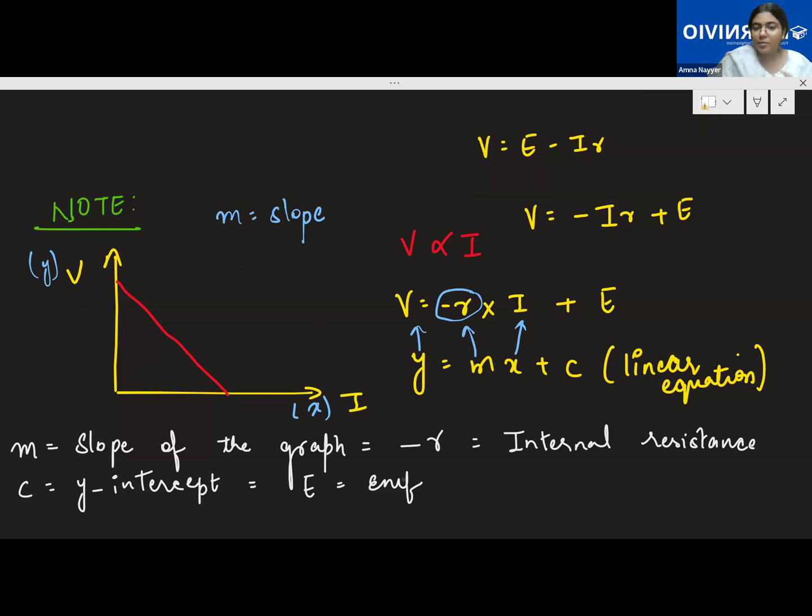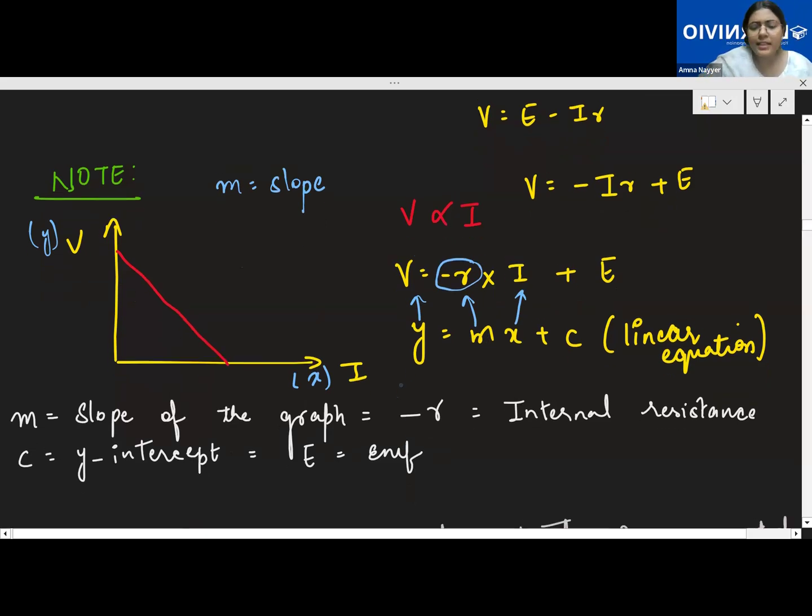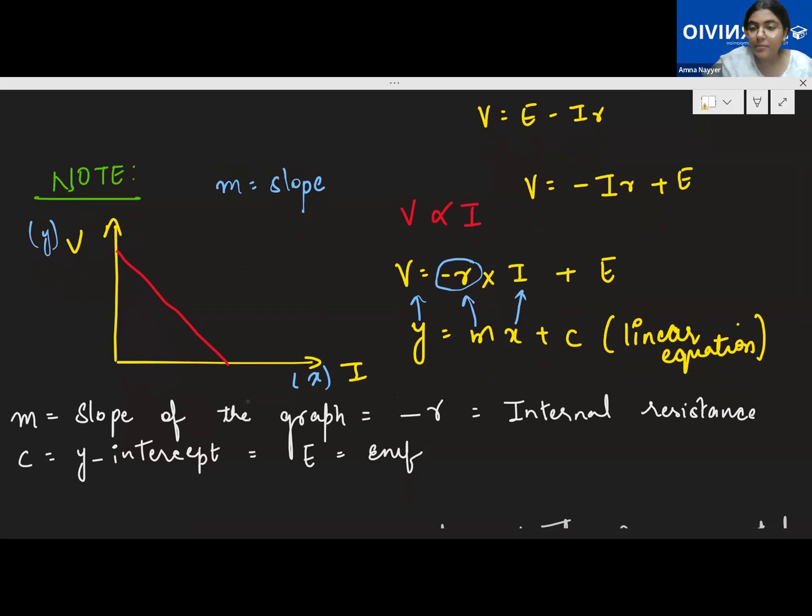This is a question from the board exam, a very recent question. That's why I've written it separately. So they say, what is the slope of the graph? The slope of the graph is given by the internal resistance. Minus R is nothing actually. I hope you know resistance can never be negative. So minus R means you have to take its modulus because that doesn't make sense physically. So this is the internal resistance.